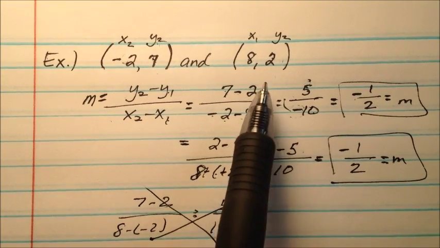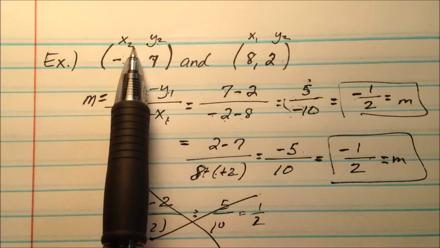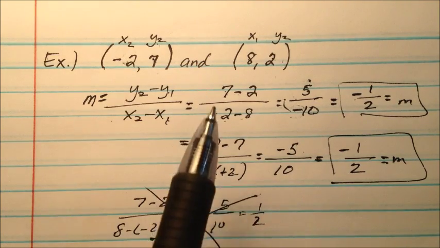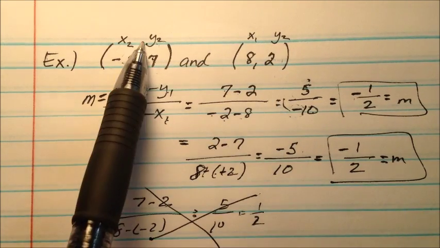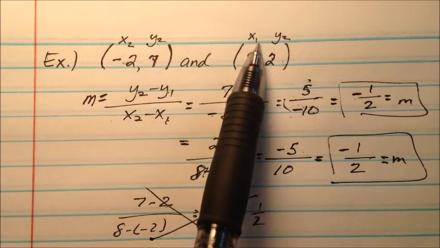So whichever way that you're subtracting from, whether it's left minus the right or right minus the left, just ensure that your numerator and your denominator are going the same direction. So either from this point minusing this point, or this point minusing this point.